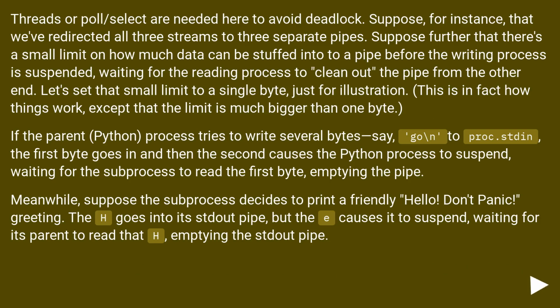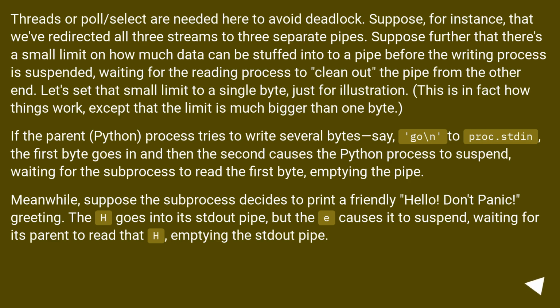Suppose, for instance, that we've redirected all three streams to three separate pipes. Suppose further that there's a small limit on how much data can be stuffed into a pipe before the writing process is suspended, waiting for the reading process to clean out the pipe from the other end. Let's set that small limit to a single byte, just for illustration. This is in fact how things work, except that the limit is much bigger than 1 byte.